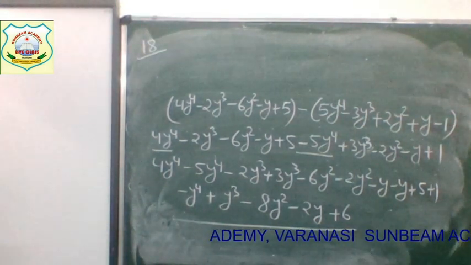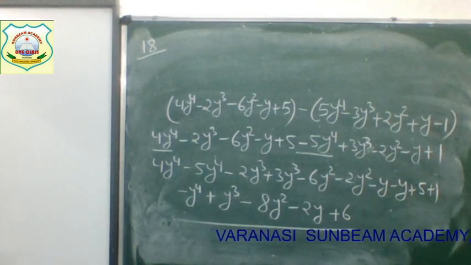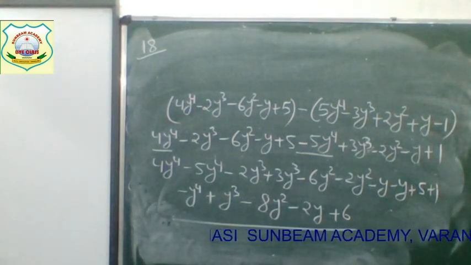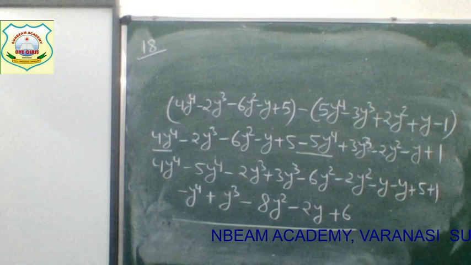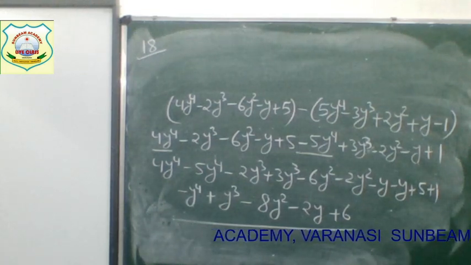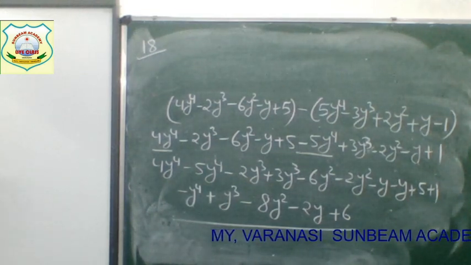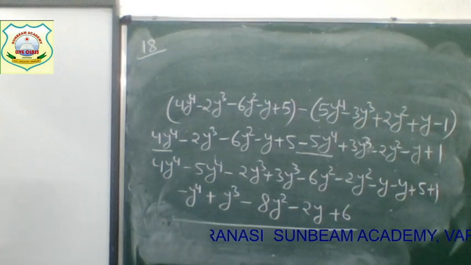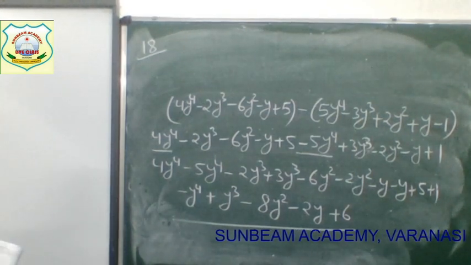What must be subtracted from 3a square minus 6ab minus 3b square minus 1 to get 4a square minus 7ab minus 4b square plus 1? I think everyone noted. Going to rough.